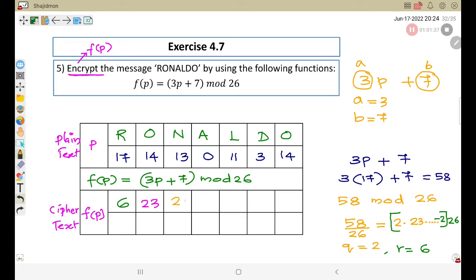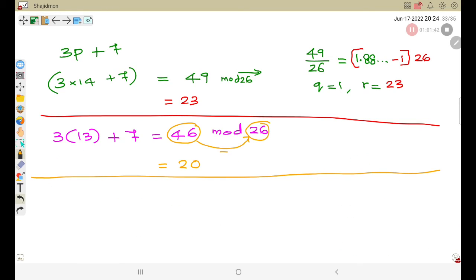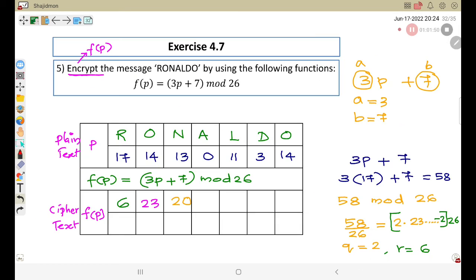Now the next number. So here 20. 0. Correct. So 3 multiply 0 plus 7. So here no problem. It is 7 only. No need to take mod. So here I can write 7.